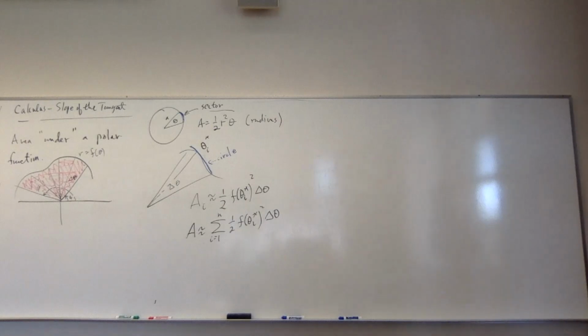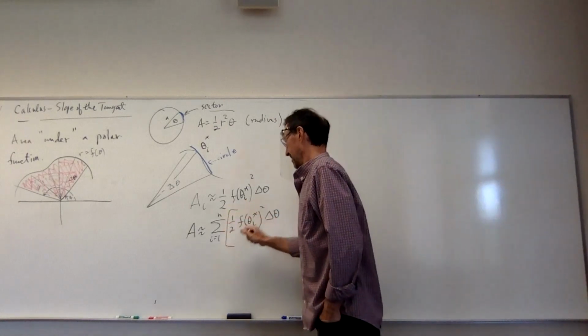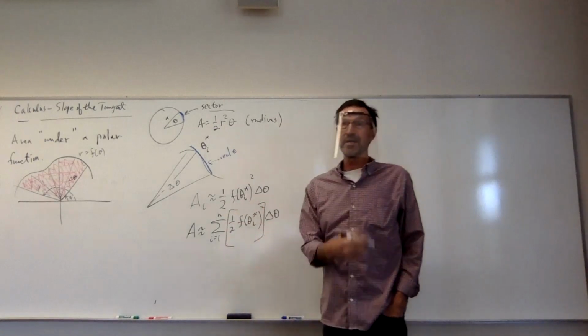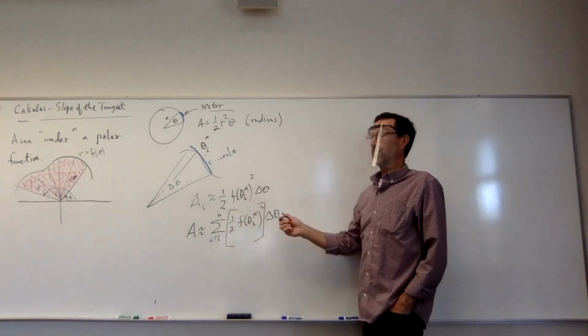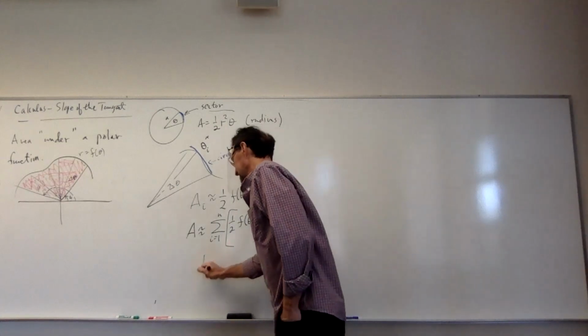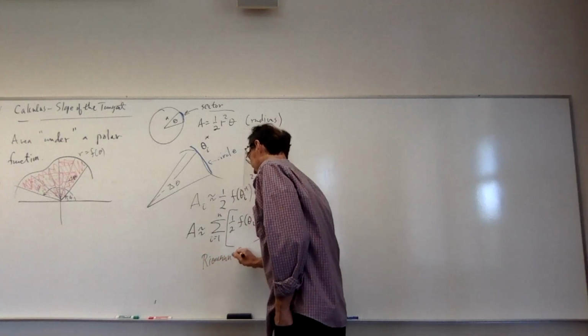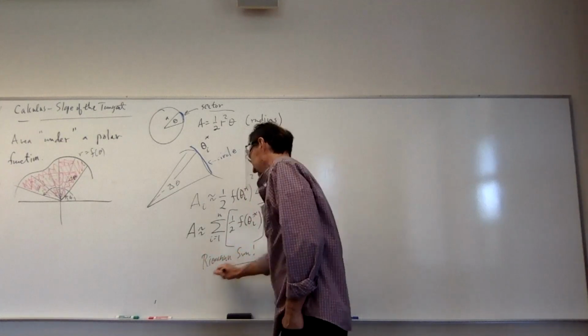And what do you notice? It's a Riemann sum. It has a function of a point on each subinterval, and it's multiplied by delta theta. Okay, a Riemann sum, which means we did all the hard work. We just need to recognize it.